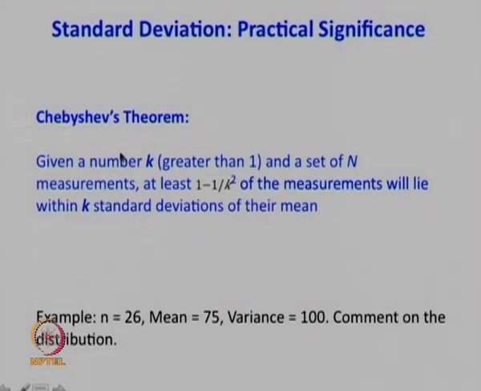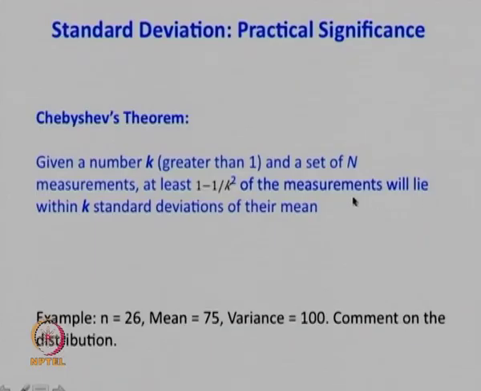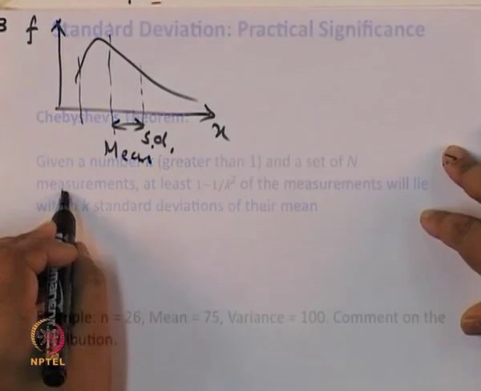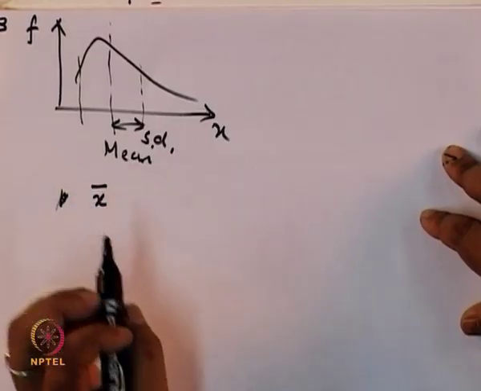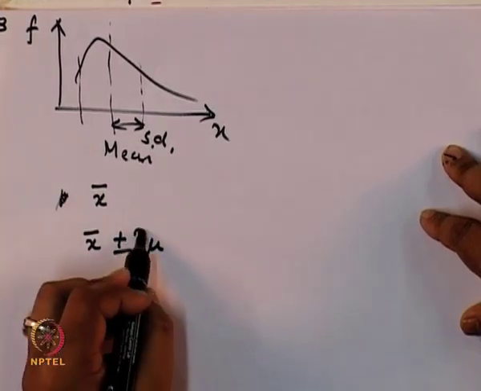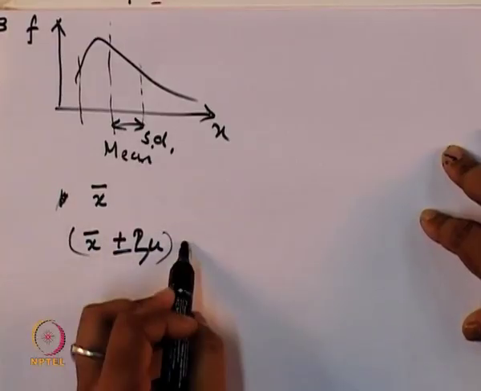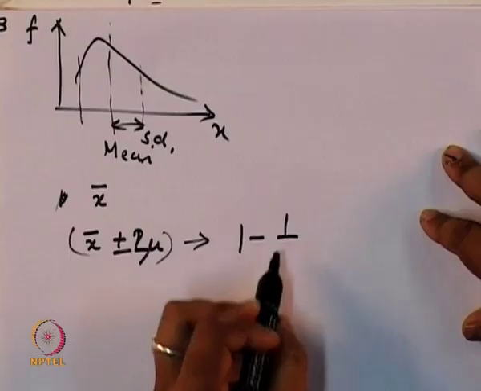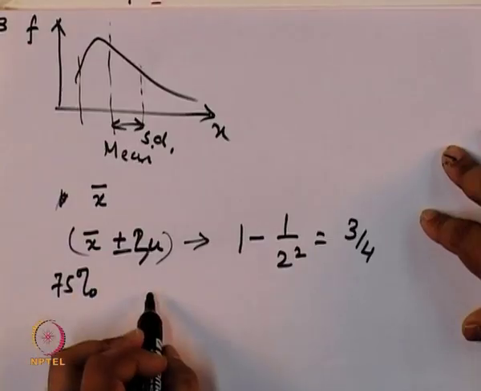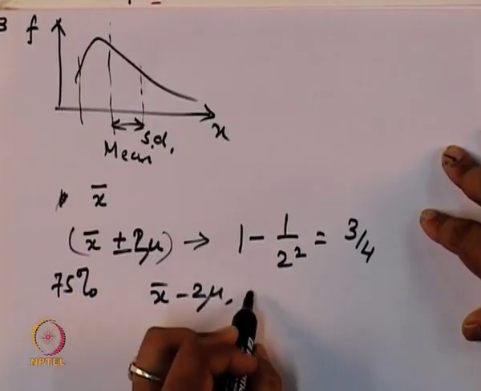What it states: given a number k greater than 1 and a set of n measurements, at least 1 minus 1 by k square of the measurements will lie within k standard deviations of their mean. So, what it tells us is if you have x bar as your mean, then x bar plus or minus 2 times the standard deviation will contain how much of the population? 1 minus 1 by 2 square is equal to 3/4. So, 75% of the population will lie between x bar minus 2 sigma and x bar plus 2 sigma.